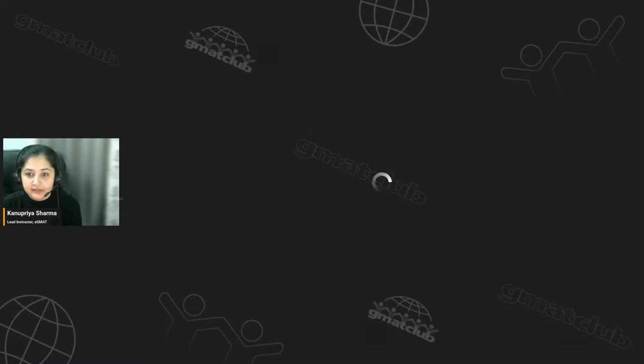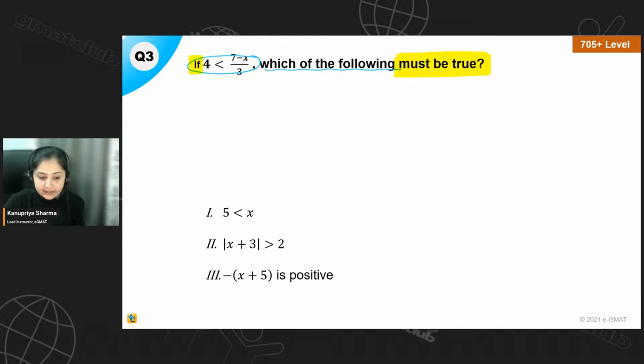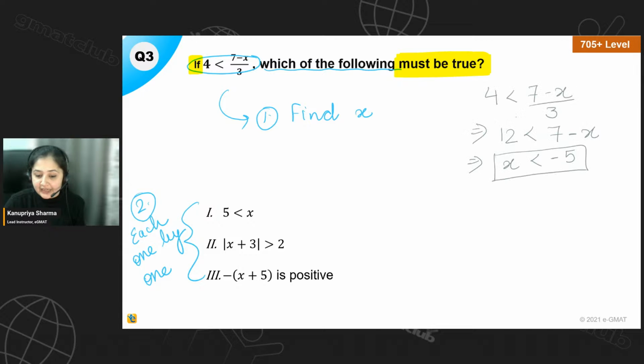Okay. So you have been given a condition here, and let me start sharing this. So you have been given this condition that 4 is less than (7 minus x) by 3. And if this is true, then which of the following must be true? Which of the following must be true means something that will always be true given this inequality. I'm sure all of you would have started by simplifying this inequality. 4 is less than (7 minus x) by 3, which means that x is less than negative 5.